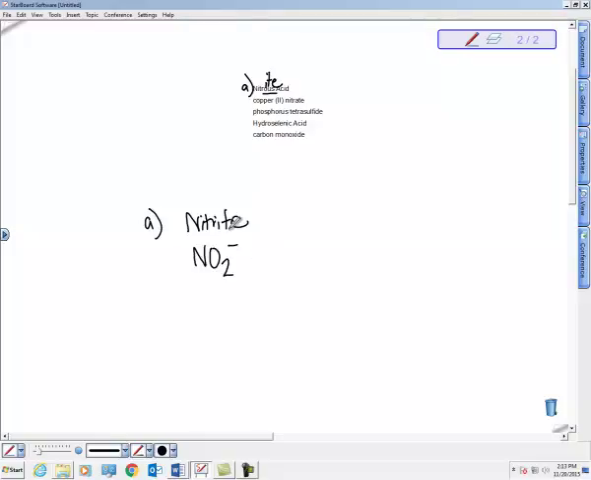Am I right? So if it's just negative, when you make the acid, you always have to have a hydrogen in the front. And remember, you can have more than one hydrogen if you need, but we don't need to have more than one hydrogen because it's just a -1 ion. So since it's only -1, we're only going to use one hydrogen in the front.